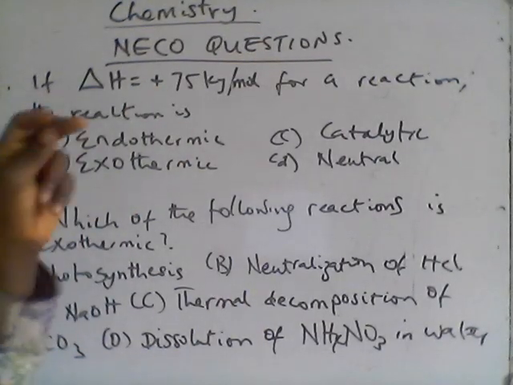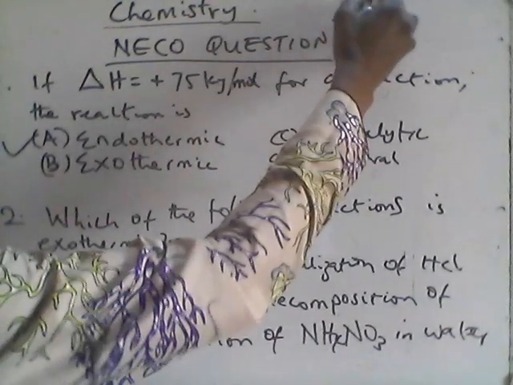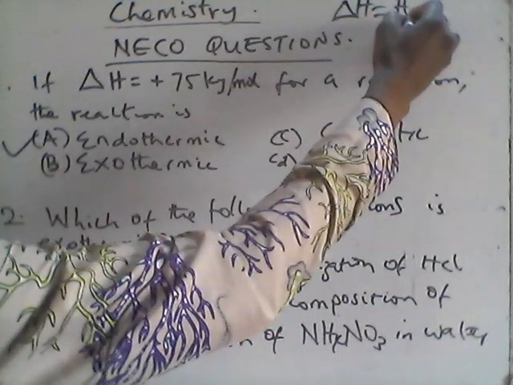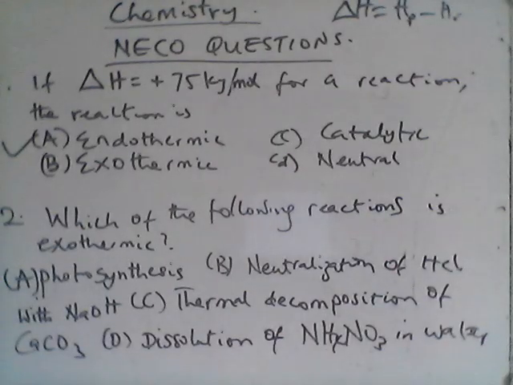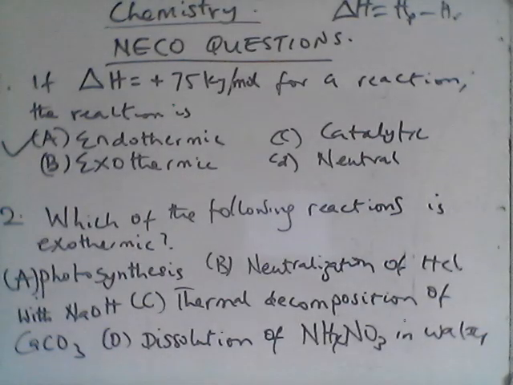Why? Because the change, product minus reactant, is positive. Remember the formula? Delta H is equal to H products minus H reactants. That is, if the product is more than the reactant, enthalpy is positive. That is why the enthalpy here is positive. So the product is higher than the reactant. That is why we have that answer as A. So it's endothermic. The other way around is exothermic.